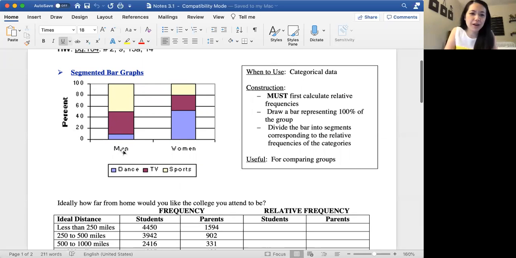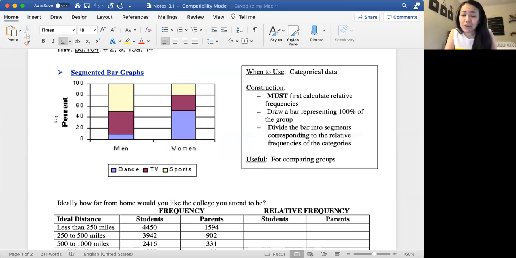So if you notice, we're comparing men versus women. I believe this is like how much dance, TV, sports. Okay, I'm not really sure what the topic is for this one, but maybe it is like favorite recreational activity. I don't know. But you can see here that we have bars that represent the relative frequency. And relative frequency is just a fancy way of saying the percent, all right?